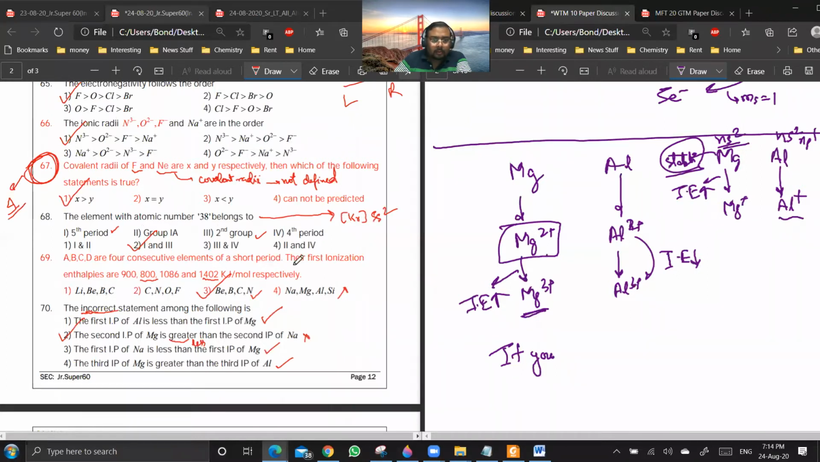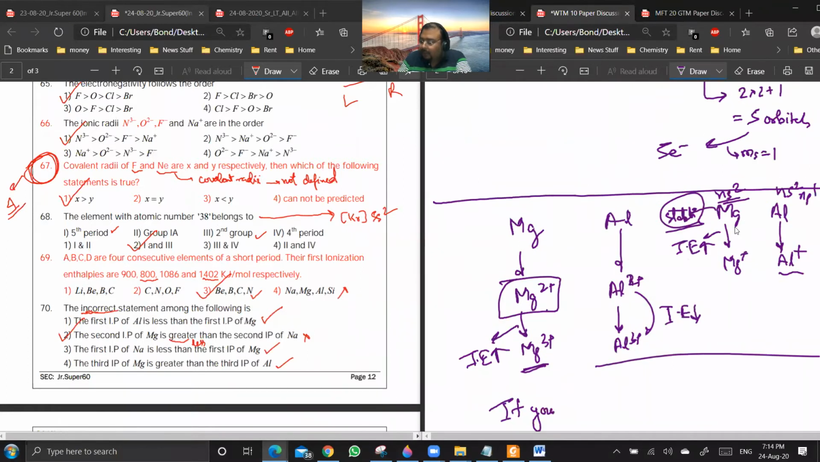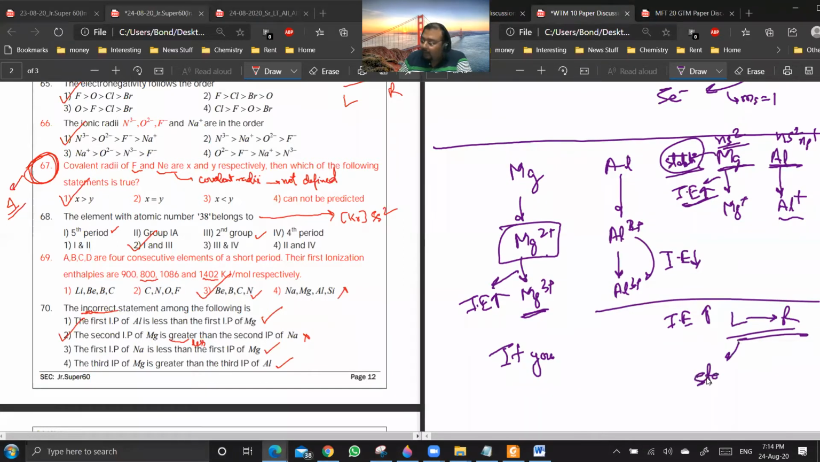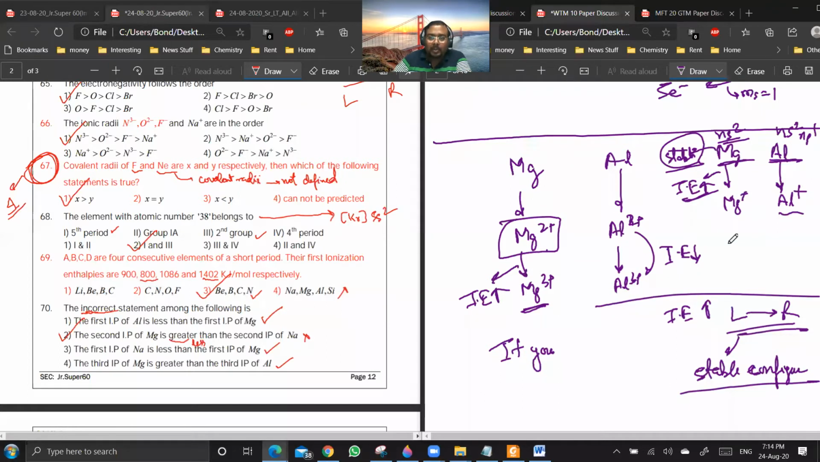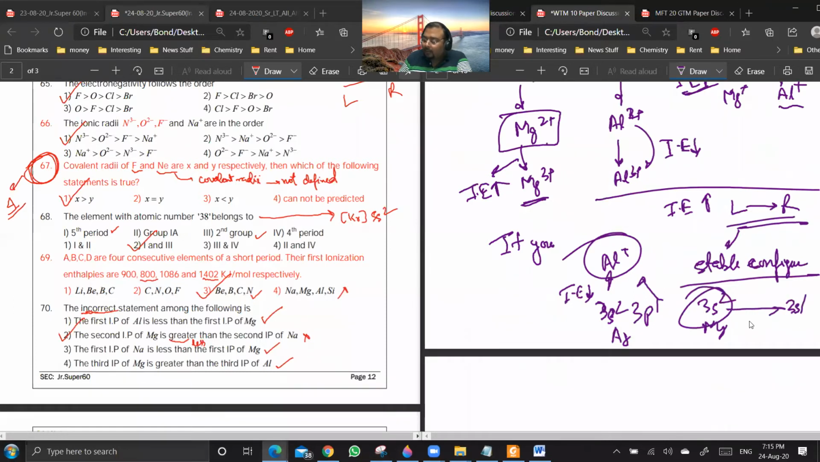Sir, in 70th first option, in periods ionization increases, no, sir? You see, they are comparing first ionization energy of magnesium and aluminium. Generally ionization energy increases from left to right, but stable configurations are exceptions to this trend. Sir, but both are stable, no? How is aluminium stable? Aluminium is 3s2 3p1 and magnesium is 3s2. Aluminium can easily lose an electron and Al+ will be a stable configuration, so the ionization energy requirement will be less. In magnesium, going to 3s1 disturbs a stable configuration, so the ionization energy requirement will be more. Getting my point?